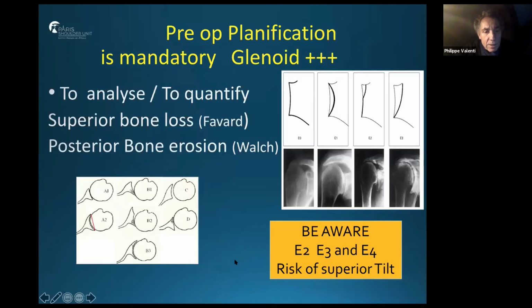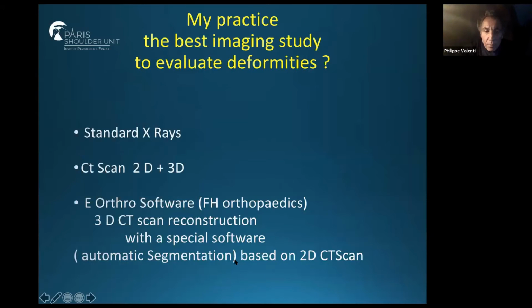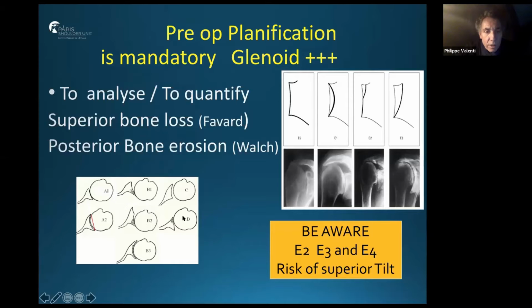In this case, there is a big subluxation of the humeral head. In B1, B2, B3, and C, there is a posterior subluxation of the humeral head. And you know very well that if you do an anatomic arthroplasty, many times you have a recurrent subluxation of the humeral head, and you have a risk of glenoid loosening or posterior polyethylene wear. So many times in type C and type B3, even if the patient is young, we decide to do a reverse arthroplasty.